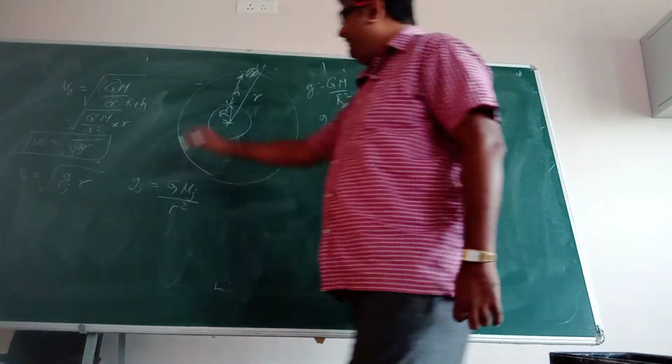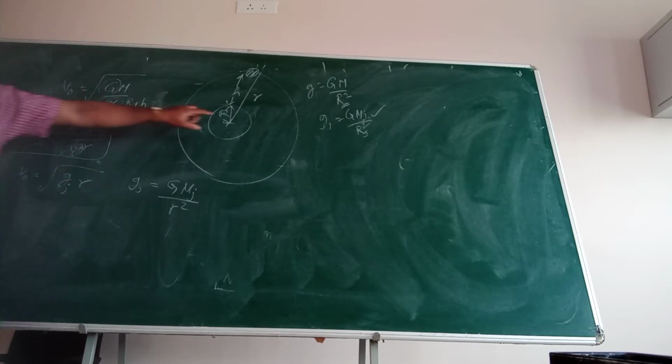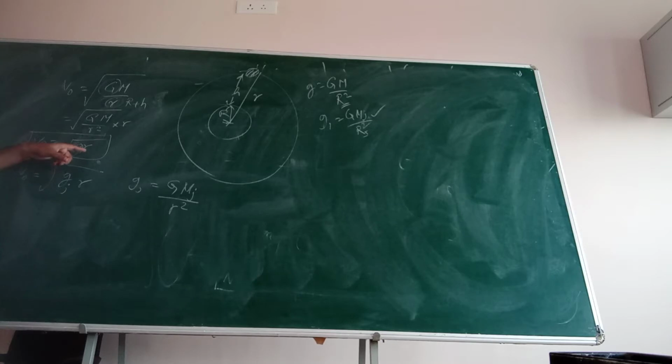So here actually what are we doing? G M by small r I am writing. Here you should write R plus h only. Suppose if it is on the surface, h becomes equal to 0. If it is on the surface, h becomes equal to 0, then you can write it in terms of g into r.